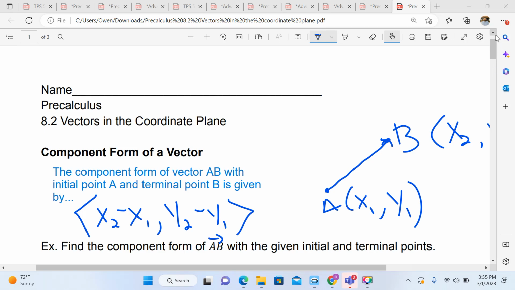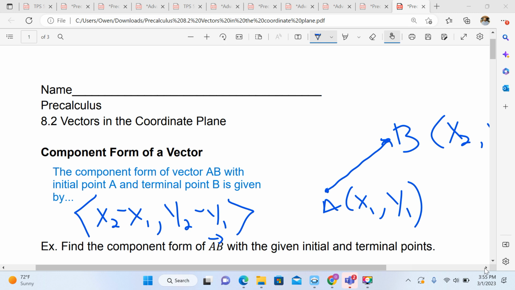All right, welcome to 8.2, vectors in the coordinate plane. This is kind of an extension of 8.1. We'll be able to calculate a little bit more with vectors, and hopefully this section clears up and paints a picture with regards to vectors.